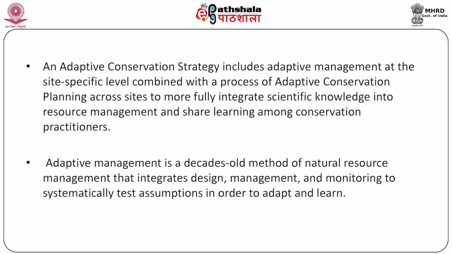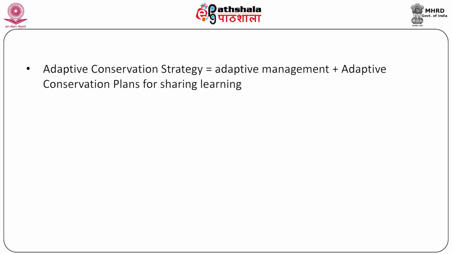Adaptive management is a decades-old method of natural resource management that integrates design, management and monitoring to systematically test assumptions in order to adapt and learn. Adaptive conservation planning is the process of synthesizing monitoring and assessment data from many projects to develop science-based conservation recommendations that can then be shared across the projects. Adaptive conservation strategy is equal to adaptive management plus adaptive conservation plans for sharing and learning.